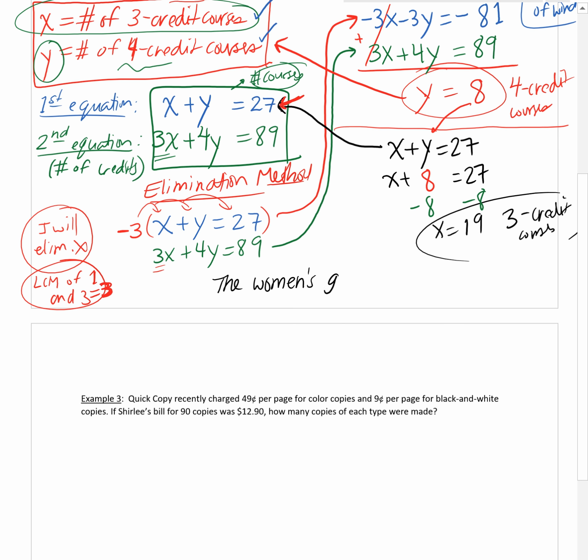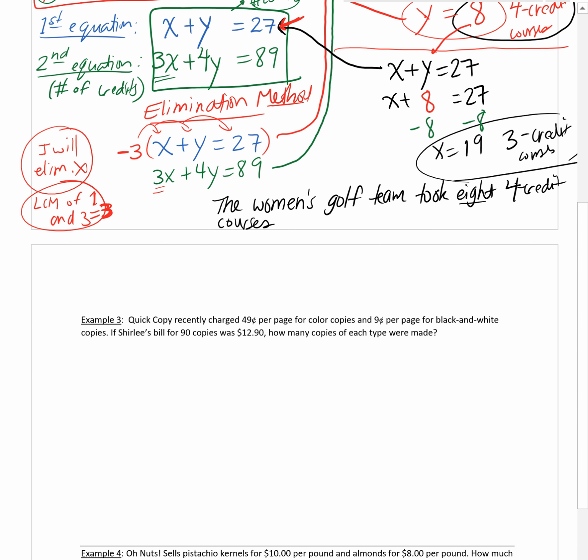I'm going to say the women's golf team took, the first number we found was 8 3-credit courses. And you notice I put the word 8... oh, that was 4-credit courses. Oops, sorry. 4-credit courses. I put it as the word, not the number, because I noticed up here when I wrote 8 4-credit courses, that looked very confusing because it looked like 84 or something. So it's kind of not a bad idea if you see two numbers next to each other that aren't really supposed to be part of the same number, write one of them as a word and the other one as a number.